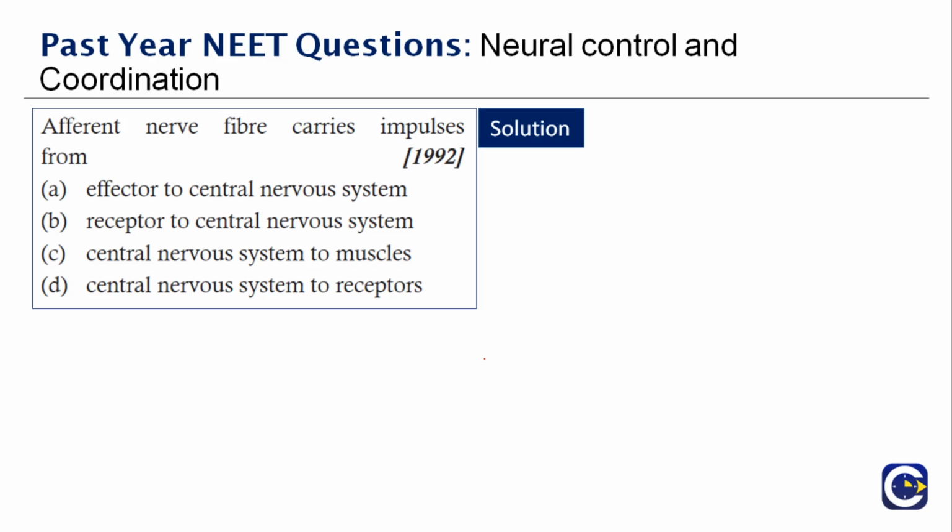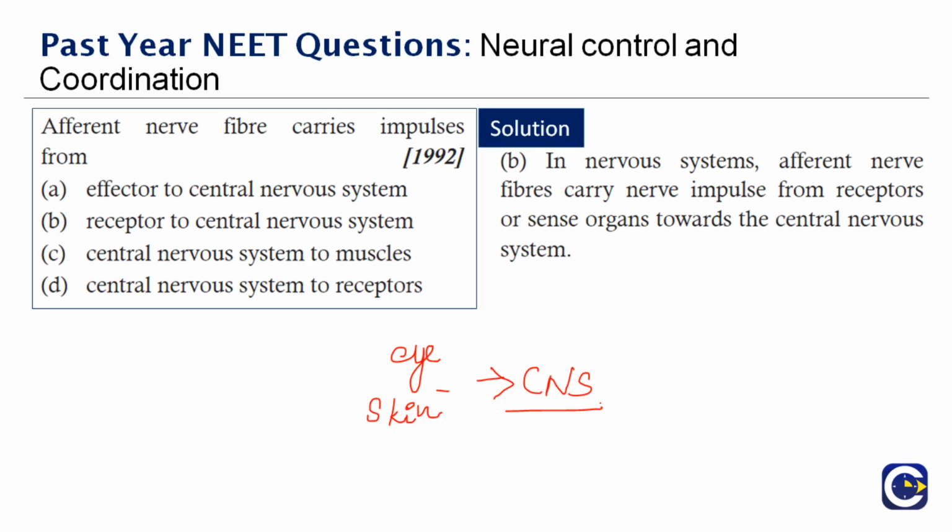So what are these afferent nerve fibers or neurons? Neurons that receive information from our sensory organs, with examples like eye and skin. They transport the input to the CNS and are called afferent neurons. Neurons that send impulses from the central nervous system to your limbs and organs are called efferent neurons. Therefore, the right answer to this question is option B. Receptor to the central nervous system is the activity of the afferent nerve fiber.